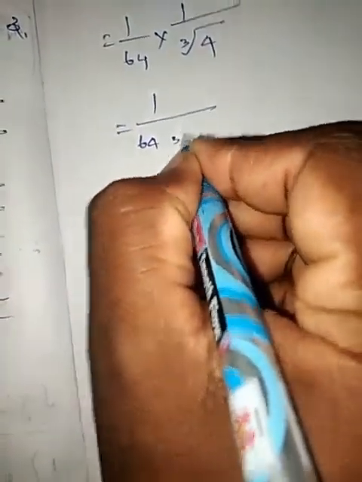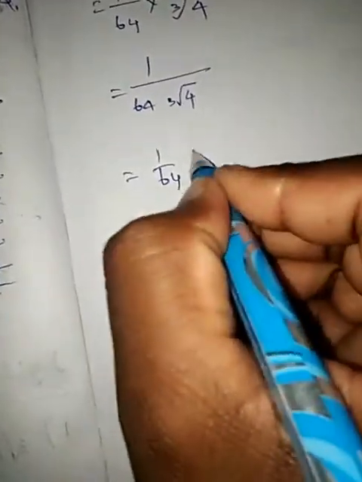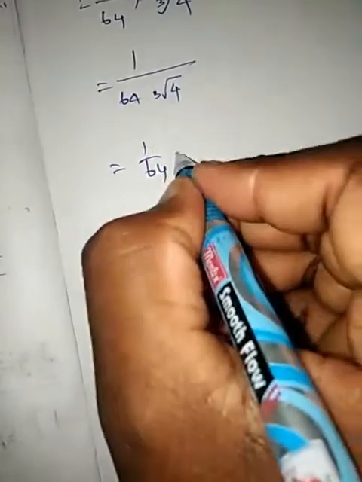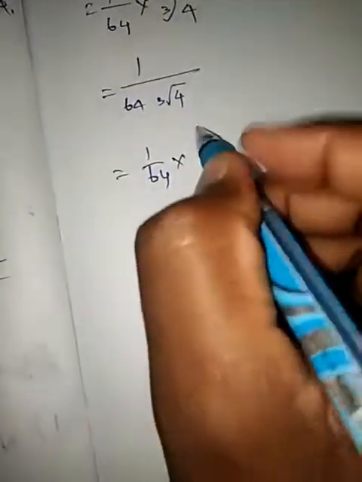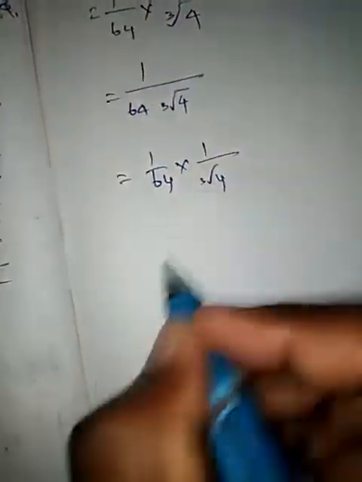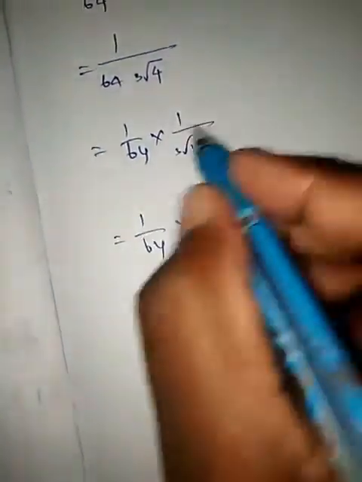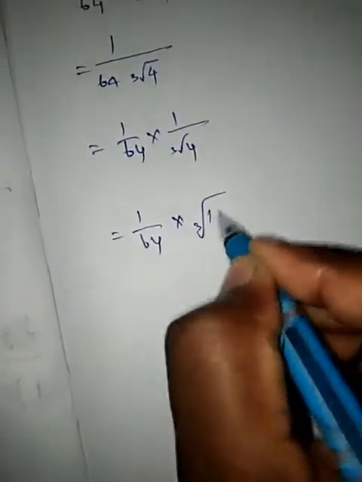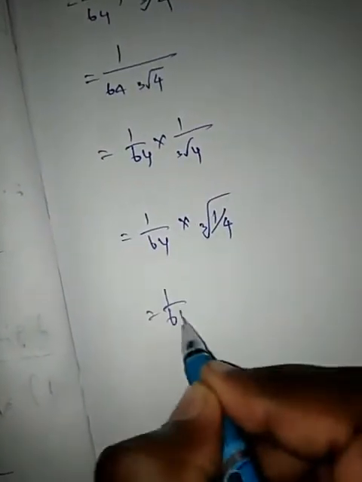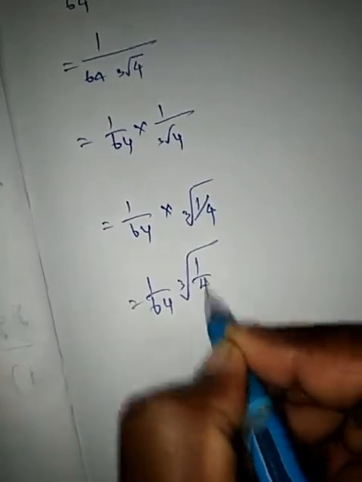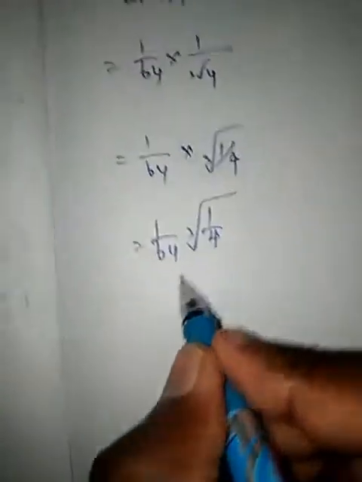So we can write 1 by 64 into 1 by the cube root of 4. Taking the cube root common for numerator and denominator, we get 1 by 64 into the cube root of 1 by 4. So this is the required solution, the simplest form of this term.